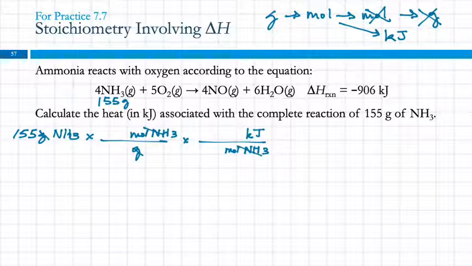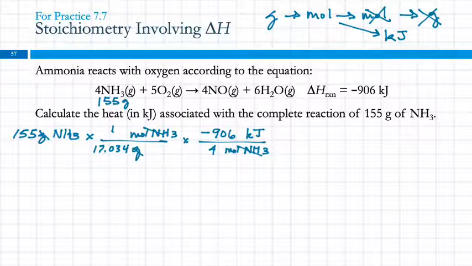So that first term, I need the molar mass of ammonia, and just to save time, it's 17.034. And this kilojoules per mole, I get that from the heat of reaction. That gives me the kilojoules minus 906. And this is per 4 moles of ammonia. So then I just have to multiply and divide.